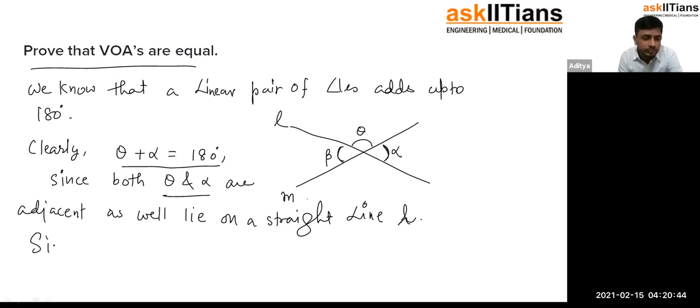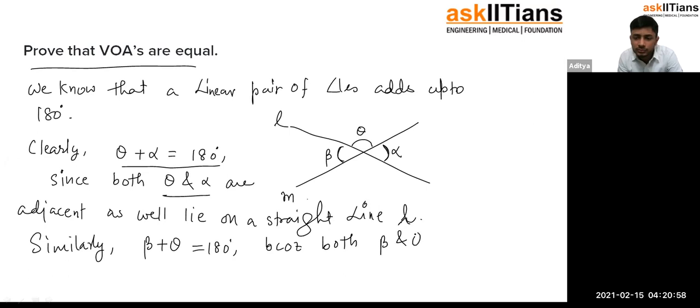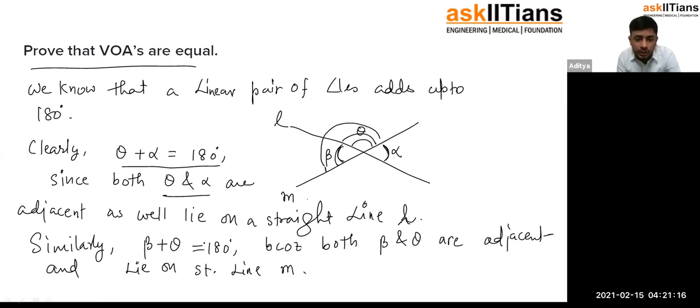Similarly, beta plus theta will also be 180 degrees, because both beta and theta are adjacent and lie on the straight line M. Okay. So the sum of these two angles will also be 180 degrees, correct? So that's what we have written.